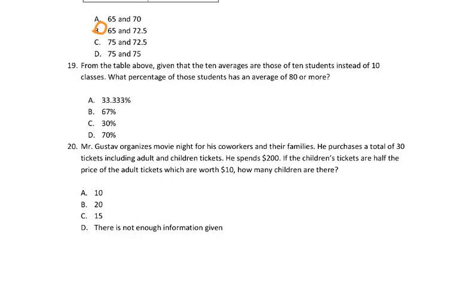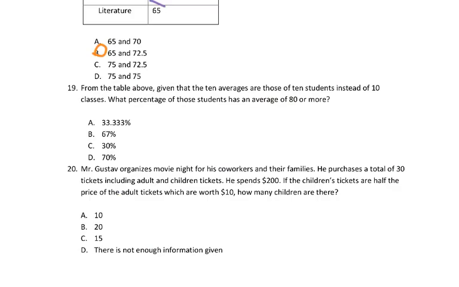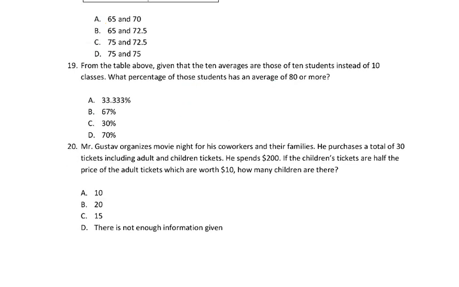Number 19, from the table above, given that the 10 averages are those of 10 students instead of 10 classes, what percent of those students has an average of 80 or more? So how many students do you have at 80 or more? You have 3 students. Then 3 over 10, you will get 30%. Your answer is C.